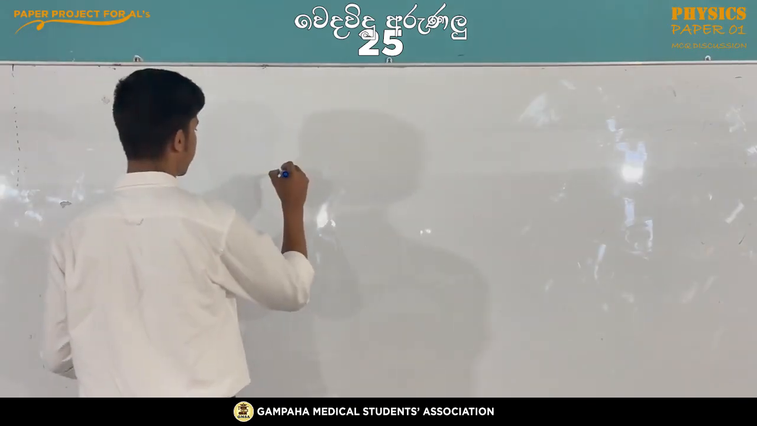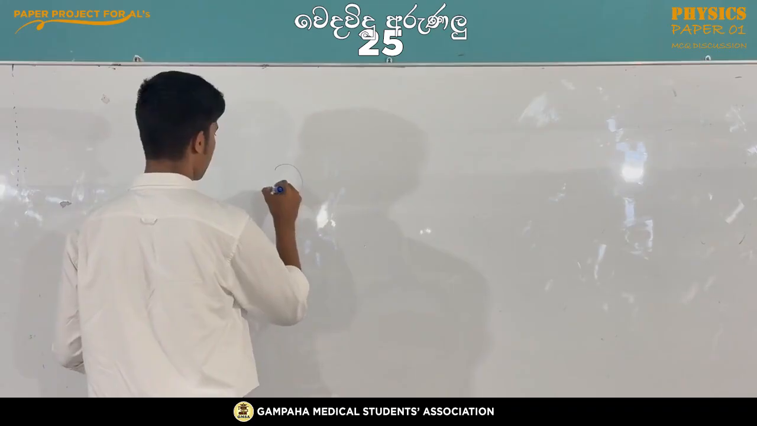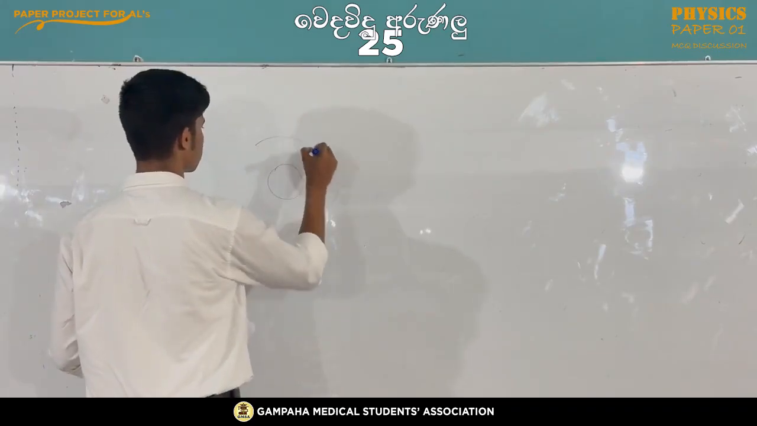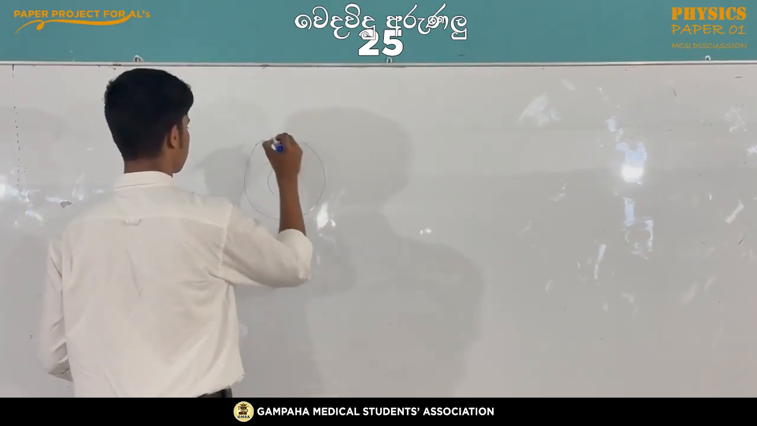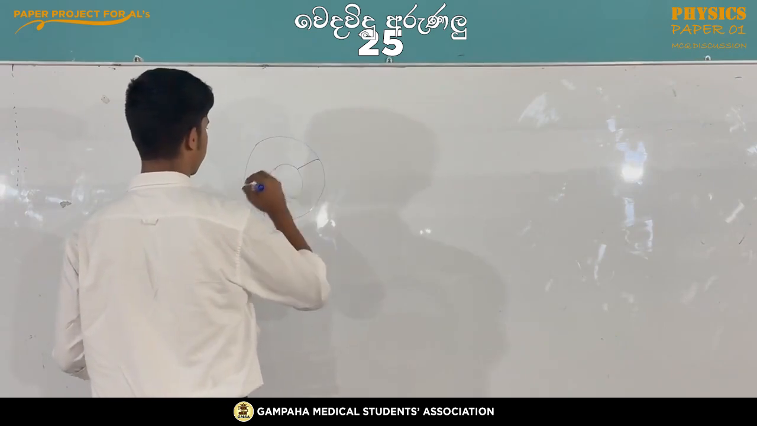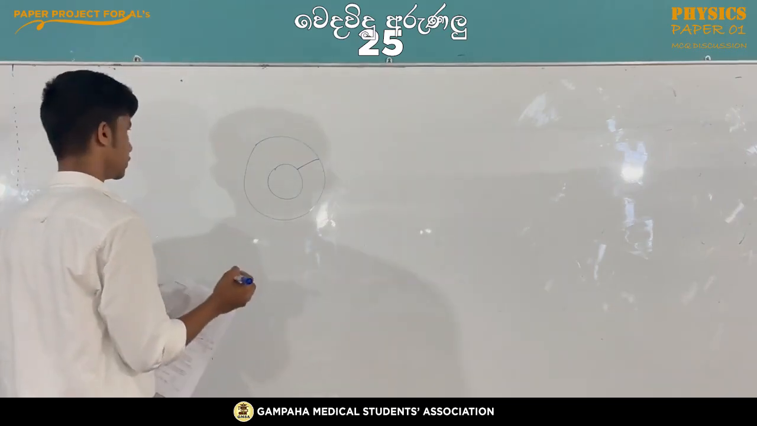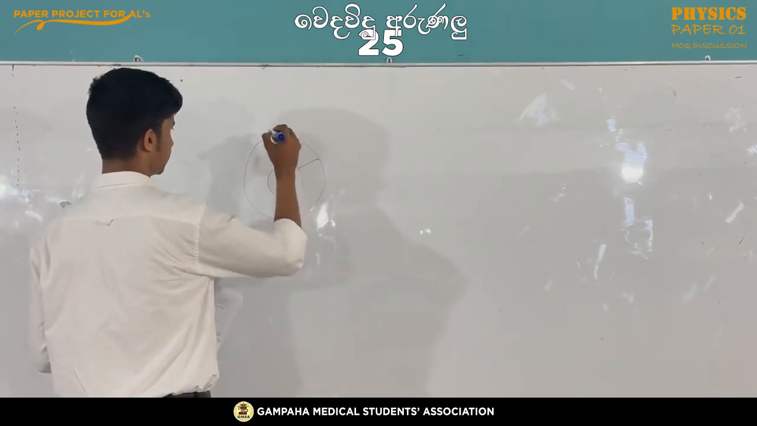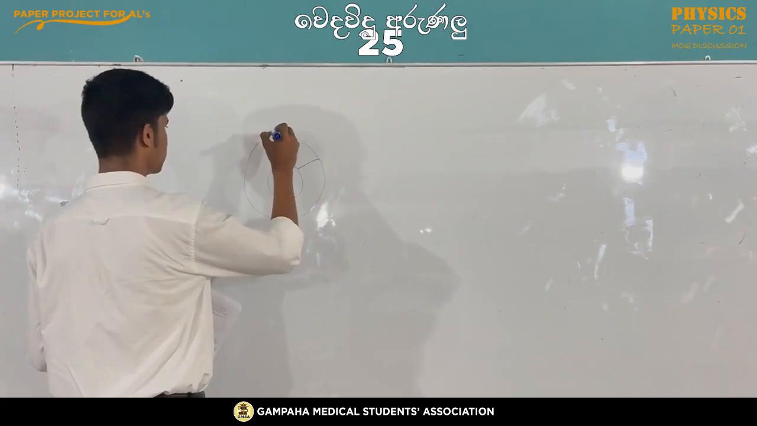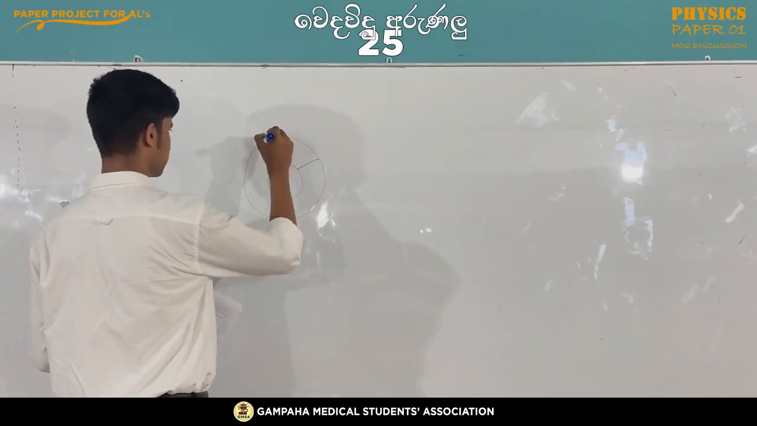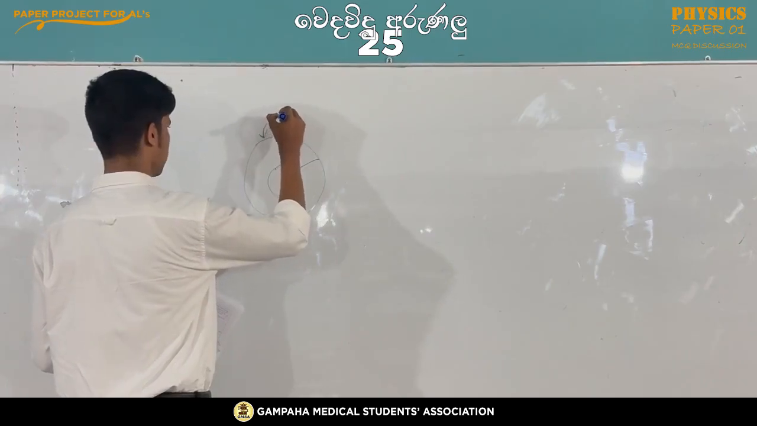So there are two spheres that are connected by a conducting rod, and the spheres have a total charge of 20 coulombs. So now the total charge of 20 coulombs is on the surface of the outer shell. The outer shell has a charge of 20 coulombs.